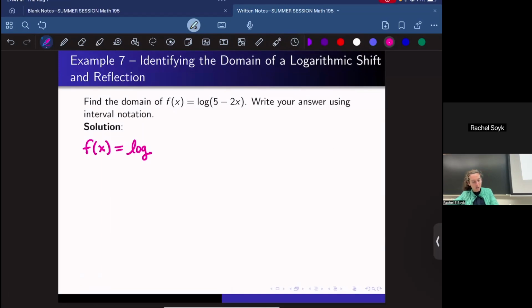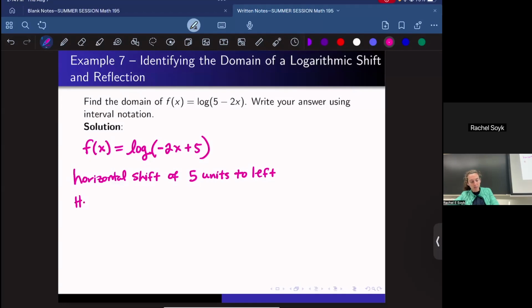log. I'm gonna put the -2x first so that you can really see that horizontal shift that's taking place, right? We have a horizontal shift of 5 units to the left. And so this tells us that a horizontal asymptote is what? Keep saying horizontal asymptote. It's vertical asymptote.